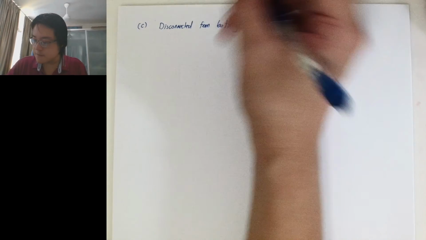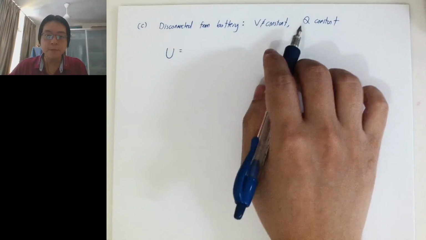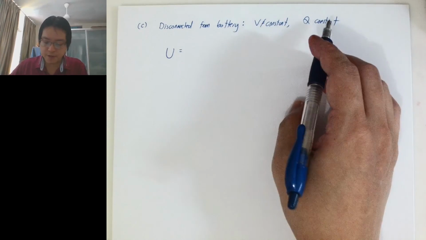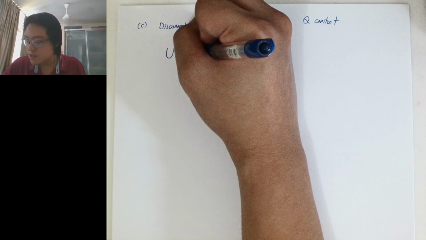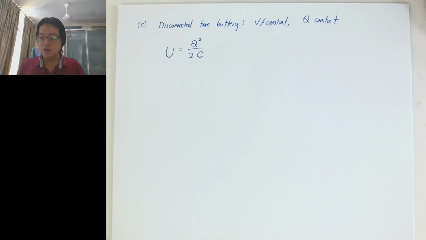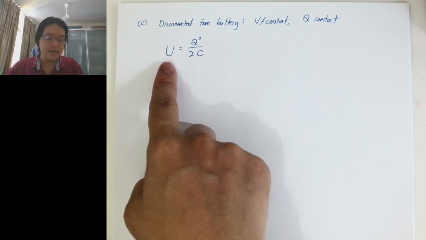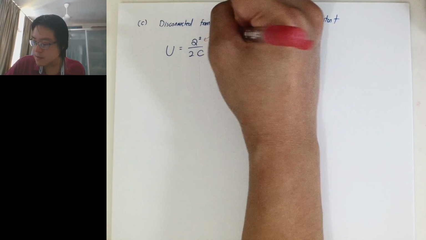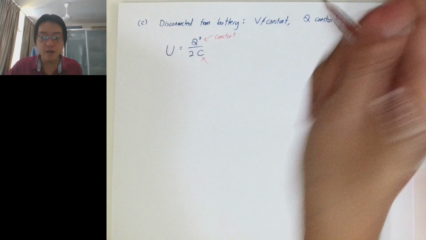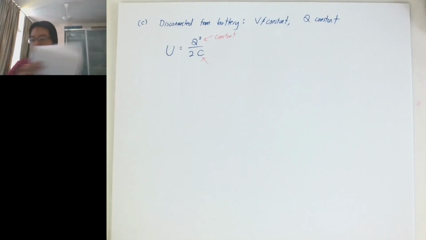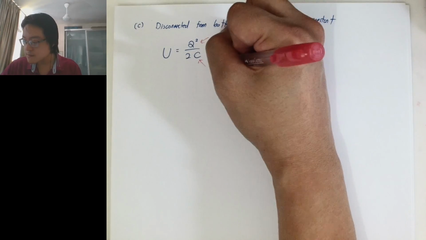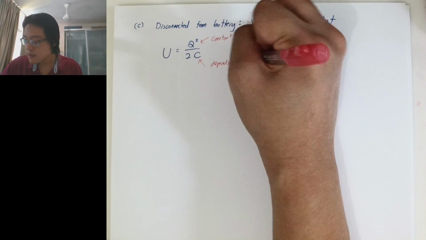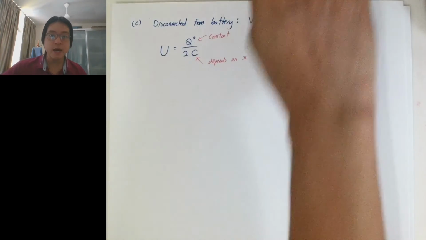We are still talking about the energy, but since we mentioned Q, we need to put Q inside. We use the formula involving Q, so U equals Q squared over 2C. Now we see how it depends on x. This term is a constant, but C is not a constant, because we have found C is a function of x, so it depends on x.